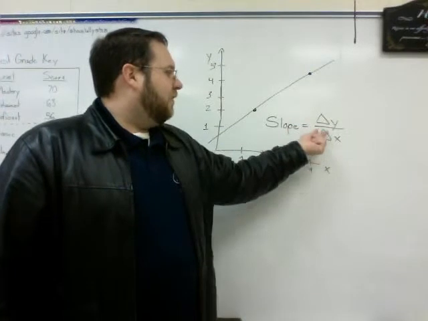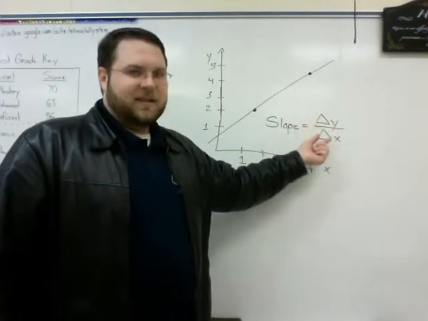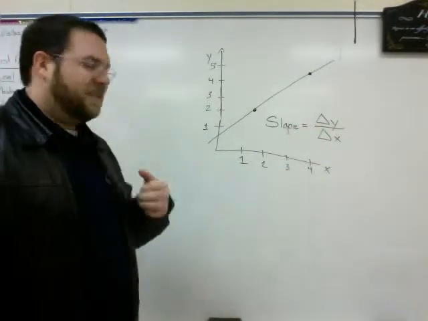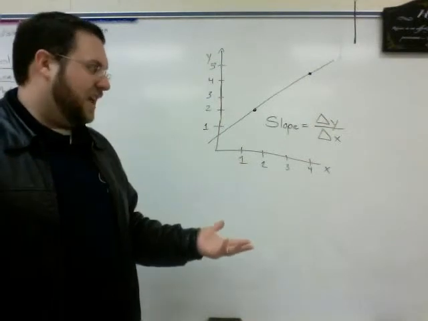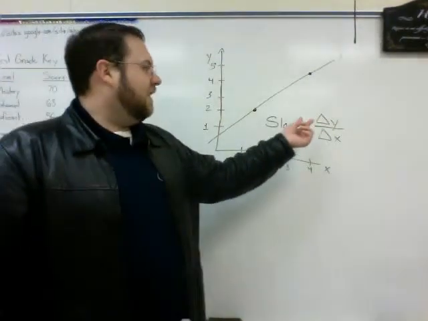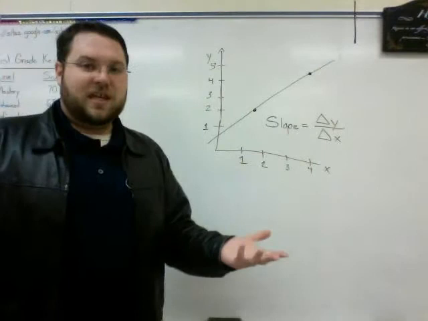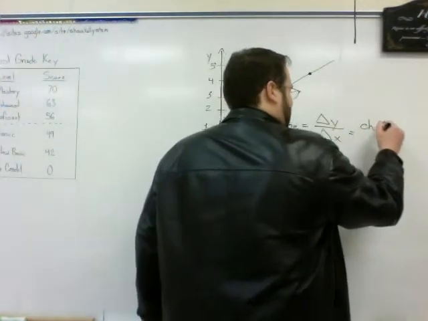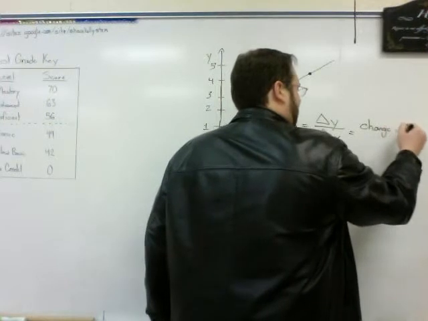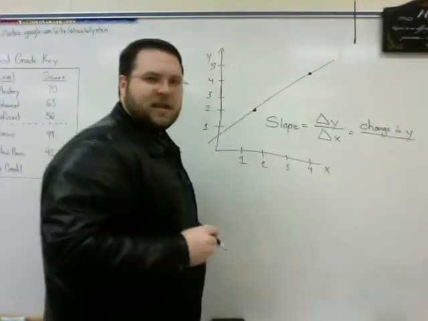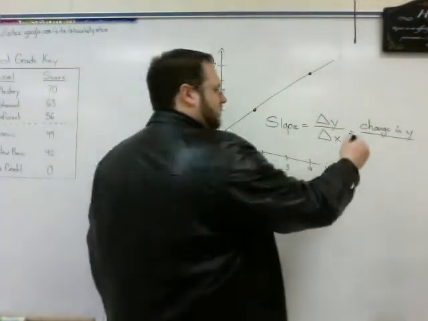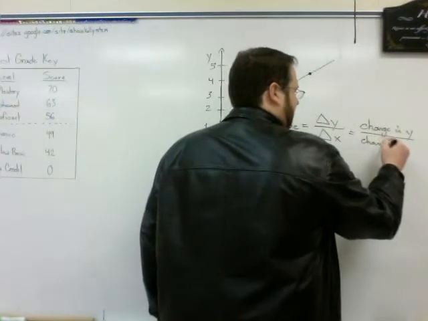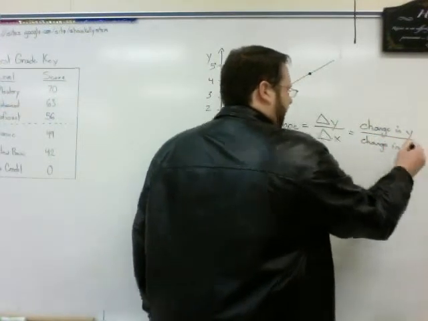This triangle is actually the Greek letter delta, and we use delta to mean the change in something. So delta y means the change in y. Let me just write that over here. So that means the change in y, how much did y change? And then likewise, delta x just means the change in x.